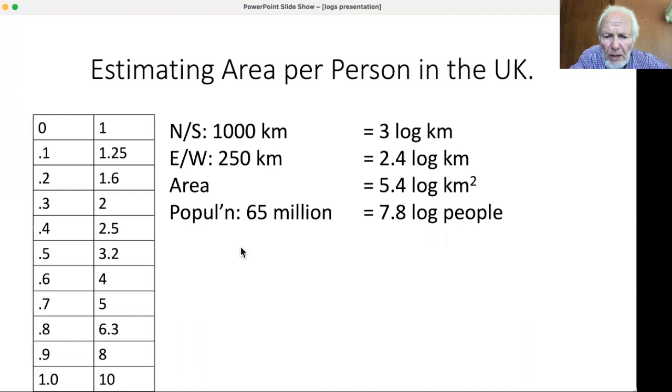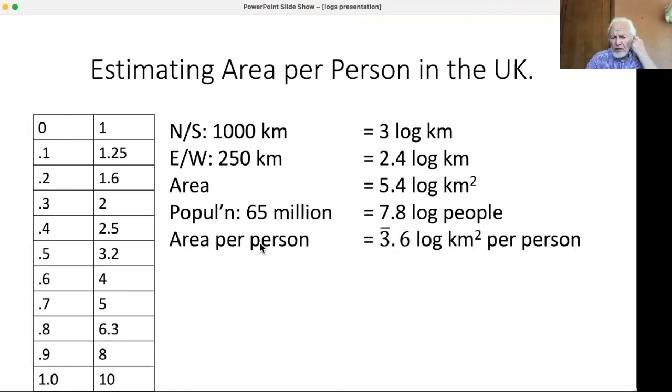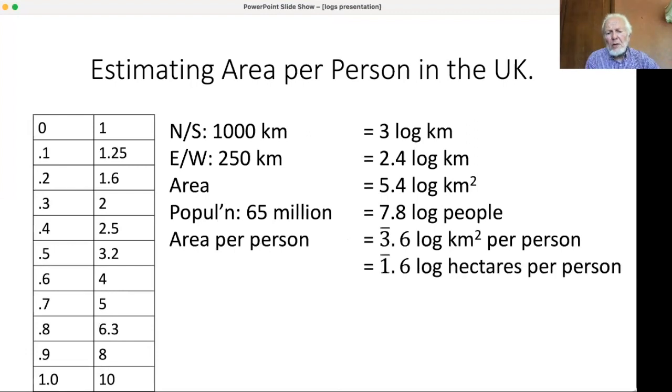The population is 65 million. That's approximately 7.8 log people. There we are, that's that row. Subtracting that from that, we get bar 3.6 log kilometers squared. Turning to hectares, it's bar 1.6, which is 0.4 hectares per person.